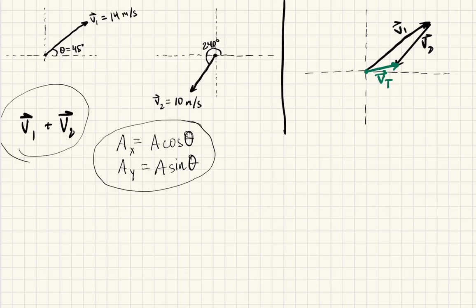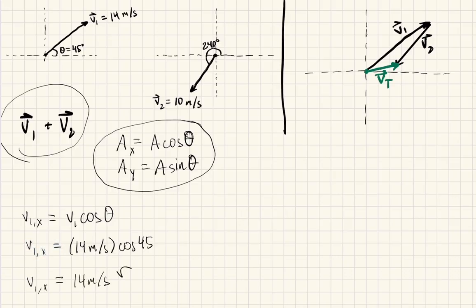So we'll start off with vector 1. Vector 1's x component is going to have a magnitude equal to the magnitude of vector 1 multiplied by cosine theta. Okay, and remember, as I said, theta is the angle between the x-axis and the vector. So in this case, that would be 45 degrees. So it'll be 14 meters per second times cosine 45. And that'll give us 14 meters per second times root 2 over 2, which is equal to 7 root 2 meters per second, okay?